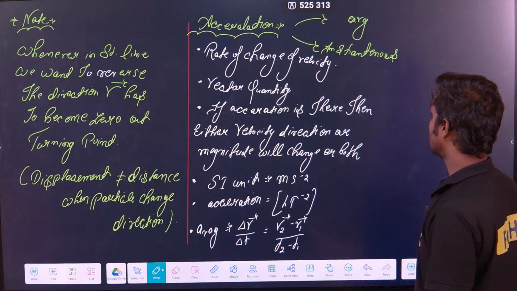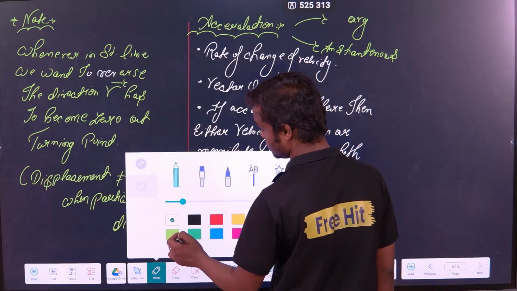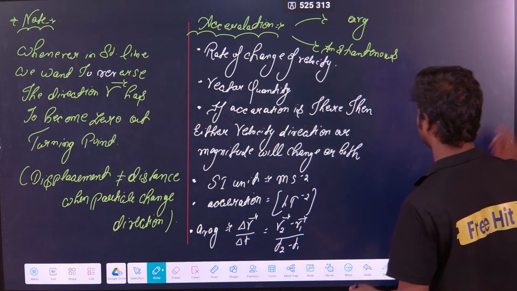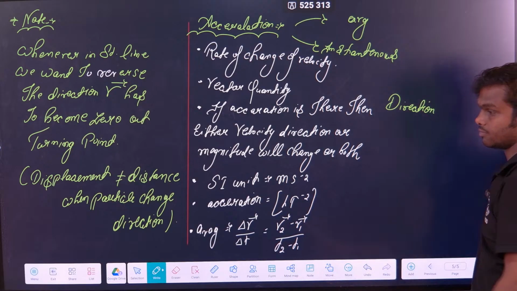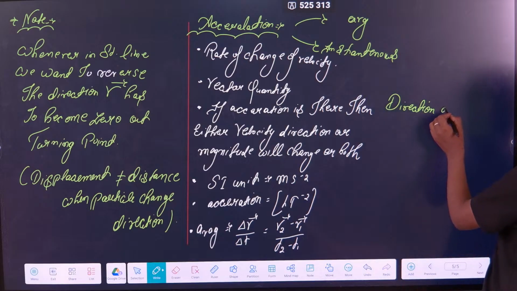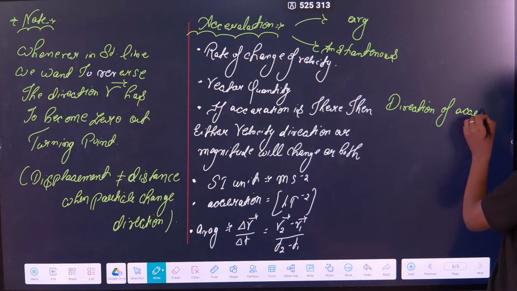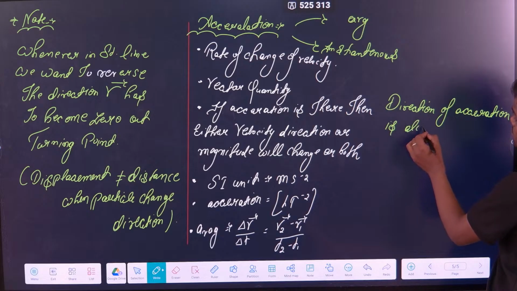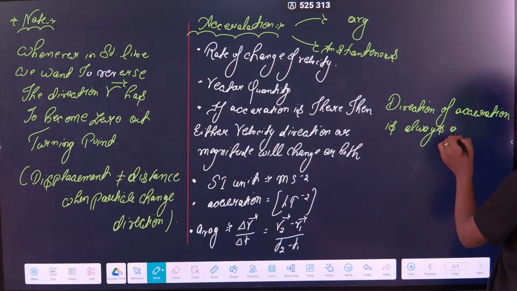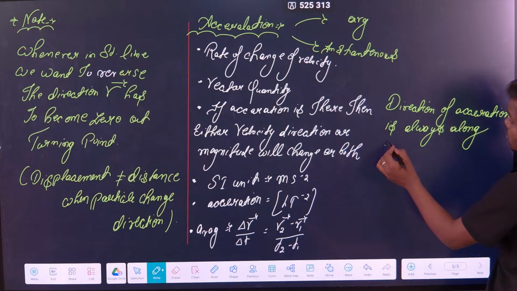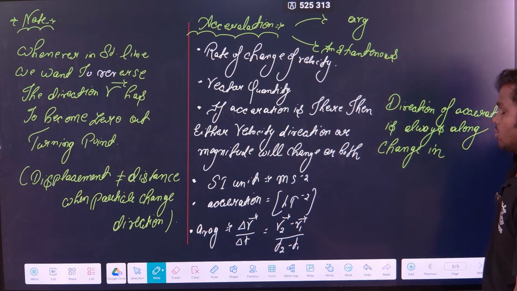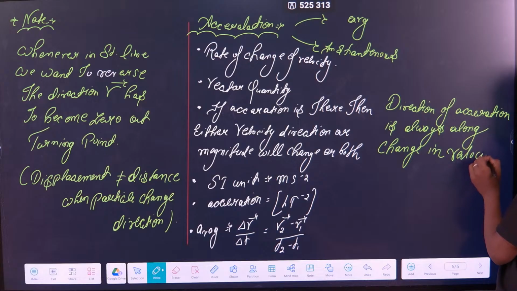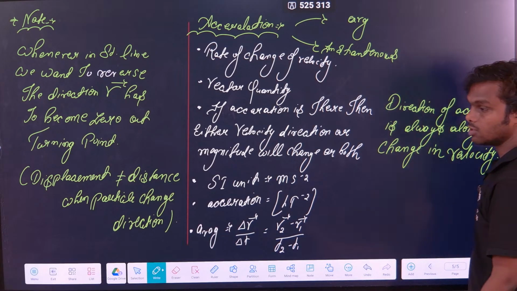Now the important thing is what is the direction of that average acceleration. Remember, the direction of acceleration is always along the change in velocity. It is always along the change in velocity.